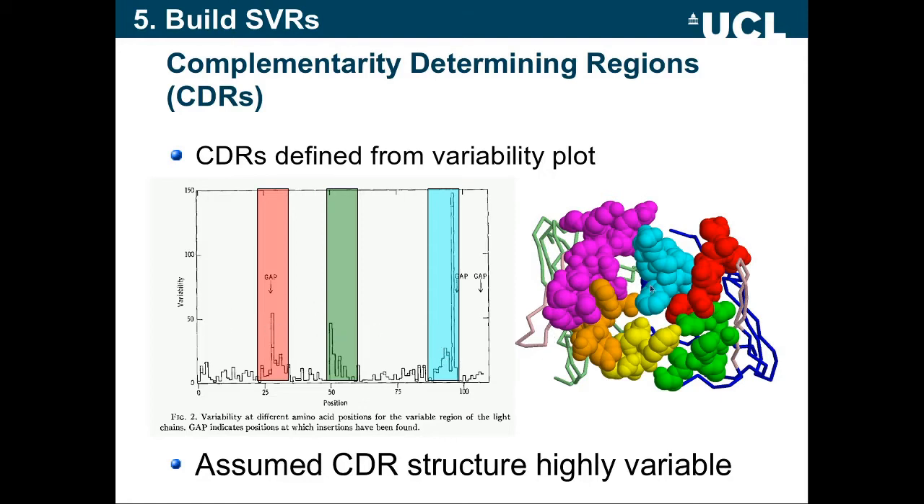Once the structure was solved, they were proved to be exactly right, and you can see in red, green and blue CDRs L1, L2 and L3. Now, the assumption at the time that they did this was that the conformations of the CDRs would also be highly variable, given that the sequences were highly variable.